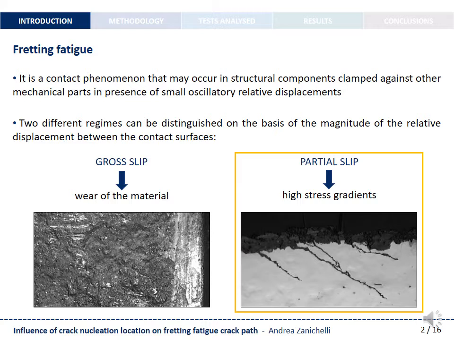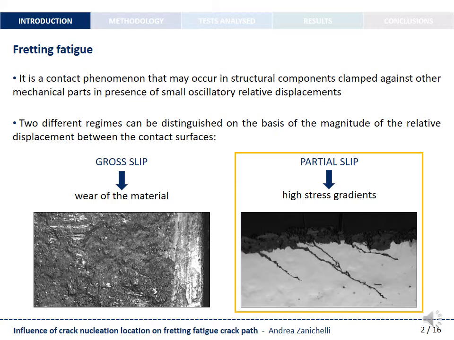Fretting fatigue is a contact phenomenon that occurs when a structural component is clamped against another mechanical part in presence of small oscillatory relative displacements. In such a condition, relative microdisplacements may arise at the contact surface. Two different regimes can be distinguished on the basis of the magnitude of such relative displacements.